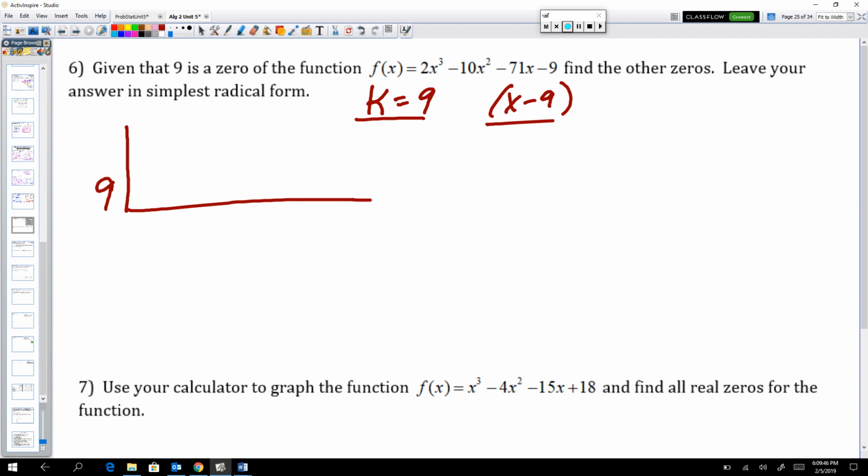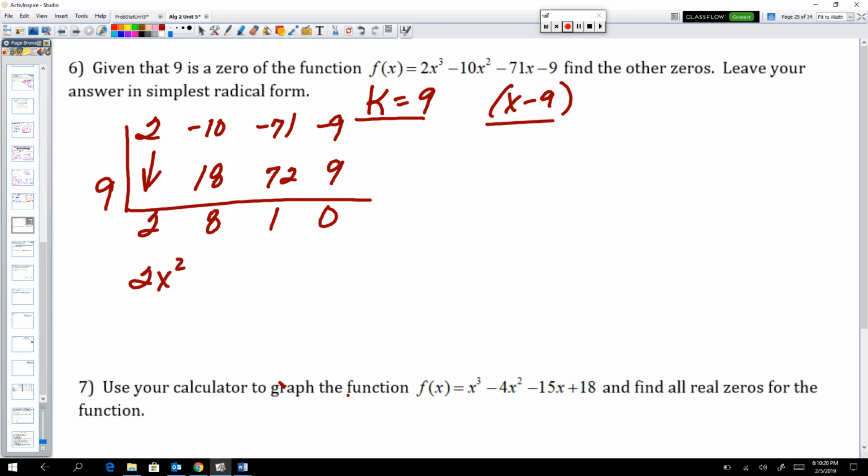Okay? So let's do that here. We need to find the other zeros. Let's see if we can get down to a quadratic, because for quadratics, we have all kinds of tools for finding zeros. So let's make use of this given 9 is a 0 and get it out of there. See what's left behind. Bring the 2 down, multiply up, add down, multiply up, add down, multiply up, add down. So by taking that factor x minus 9 out, we leave behind 2x squared plus 8x plus 1. Now, my instructions are to find the other zeros.